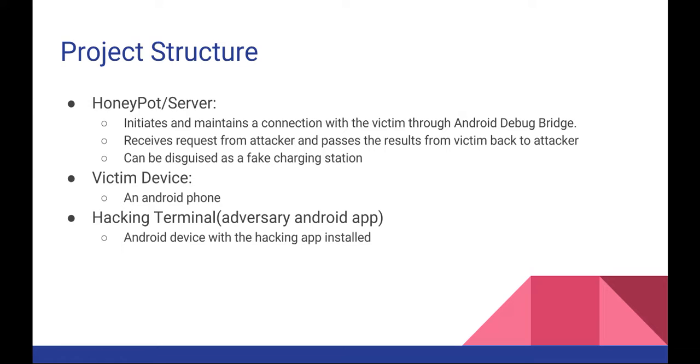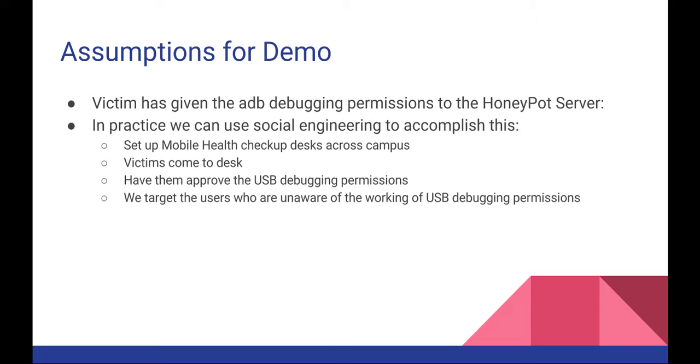The second component is the victim's device, which we are assuming to be an Android phone. And the third is the terminal, which is basically the Android application that would be used by the adversary or the attacker. We have our hacking application installed on the device. Now, for the assumption of this demo, we are assuming that the victim has already given the ADB debugging permissions to the honeypot server. Because in Android, if you want to perform USB debugging through ADB, you need to give permissions to the computer once it gets connected with the USB connection.